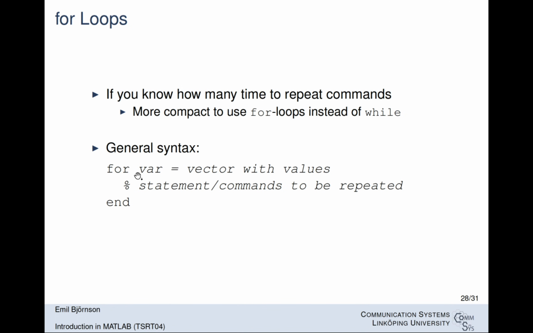So the variable will take the values in the vector one after the other. And when it reaches the end, then you are done with your for loop. So you're not saying explicitly how many times you're going to run it, but rather you provide a vector of the length that equals the number of times you're going to run it. And then you have the statements and commands you would like to repeat, and you end with end.